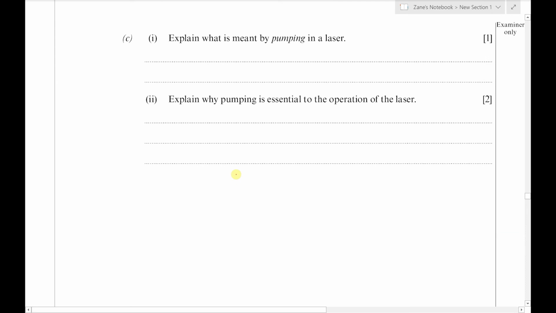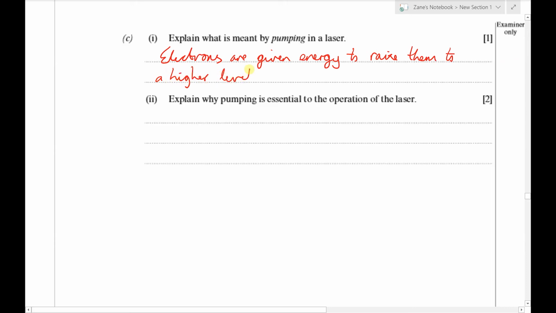For part C1, we've got to explain what's meant by pumping in a laser. Well, this is the idea where electrons are given energy to raise them to a higher energy level. And the point of this is to get population inversion, which we'll talk about in the next part of the question.